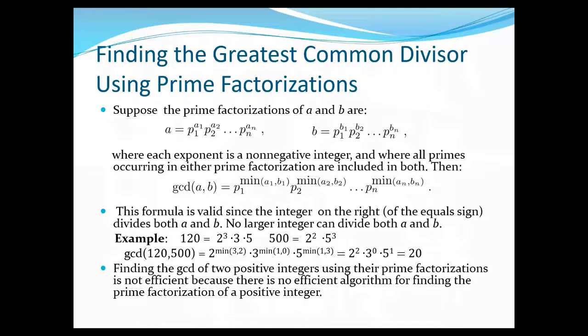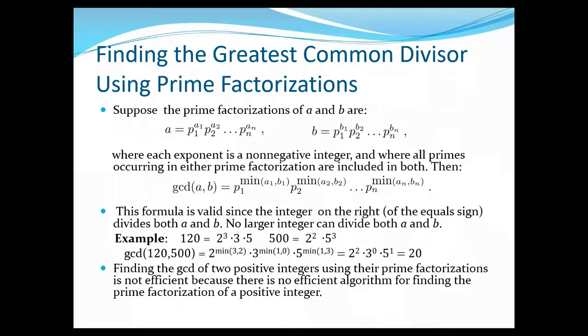Now, there are different ways to determine the GCD. One way is using prime factorization. Still remember the first theory that we discussed in this session. We could rewrite the given using prime factors. For example, we have 120. The prime factorization of 120 is 2 cubed times 3 times 5. And for 500, we have 2 squared times 5 cubed.